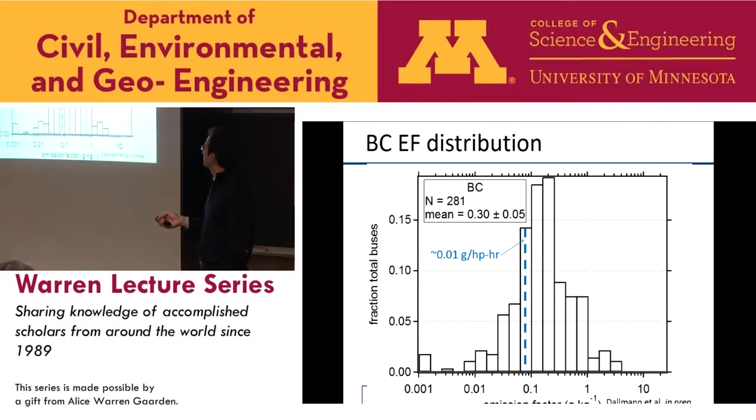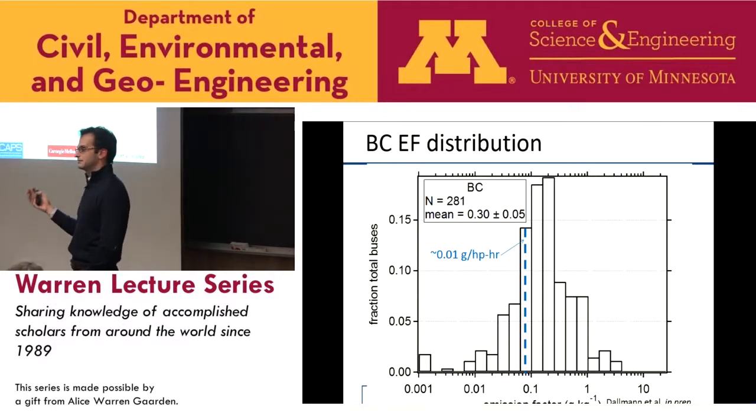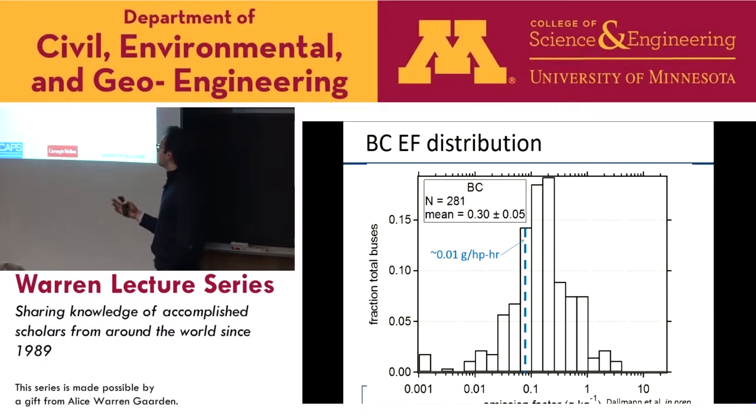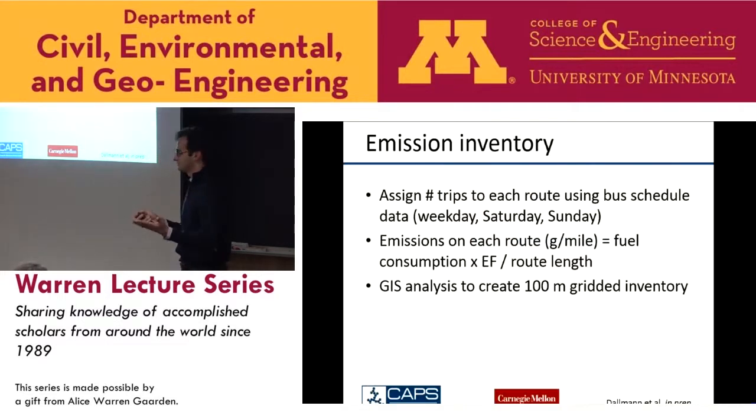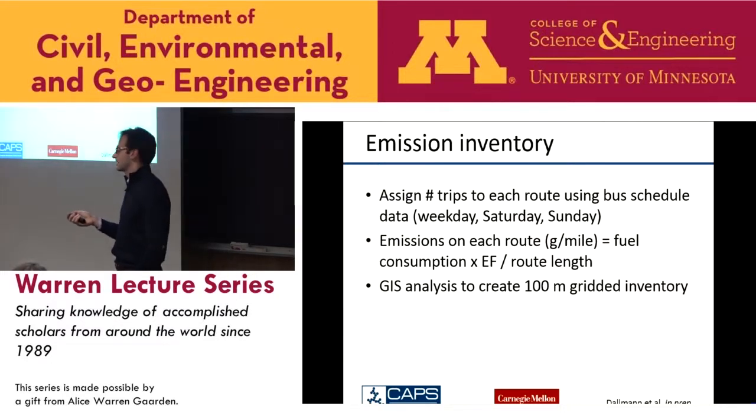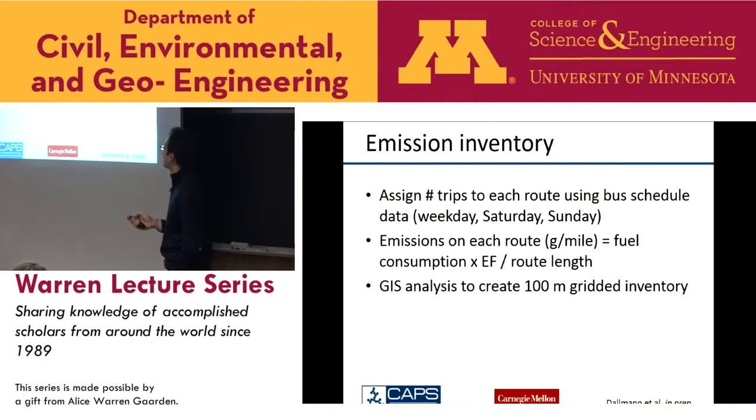And so something we can do with this is use it to build an emissions inventory, right? So the buses run on a fixed schedule, so we know where they should be and when they should be there. And we know the length of each route. So you can assume fuel efficiency to go from miles driven to gallons of fuel burned, or kilograms of fuel burned rather, and we can then convert that to emissions of black carbon, and then use GIS to create a gridded inventory.